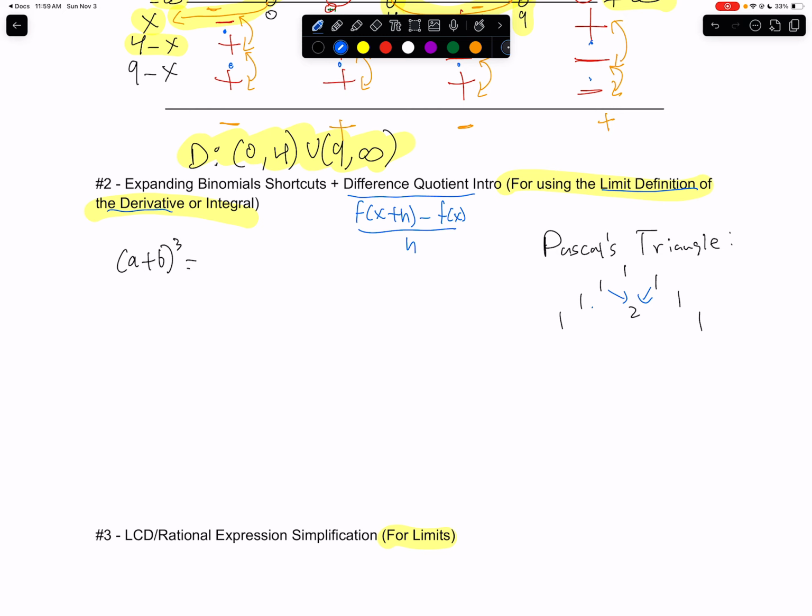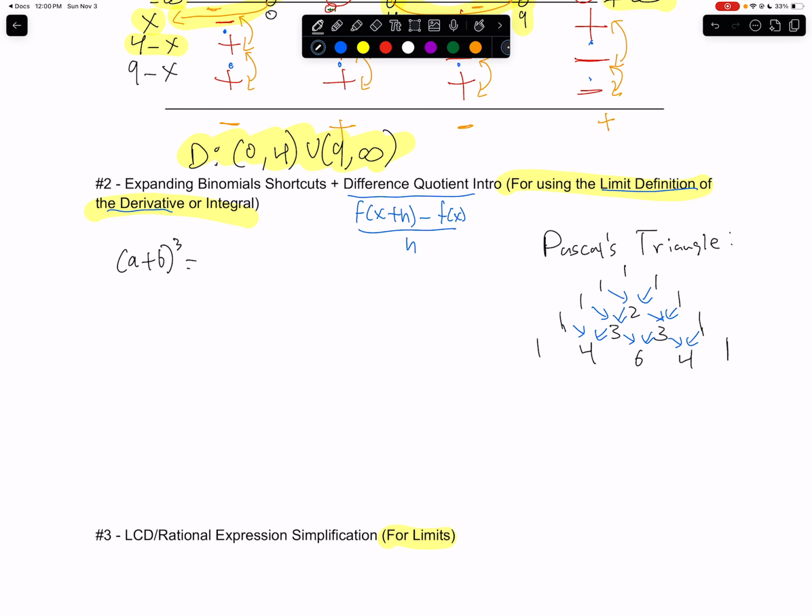Then I'm going to take this 1 and this 2, and this 2 and this 1. And I get 3 here. And then it's just 1s on the sides. Then I'm going to do this 1 and this 3, and add them. This 3 and this 3. This 3 and this 1. This will just be 1, 4, 6, 4, and then the 1s on the sides here.